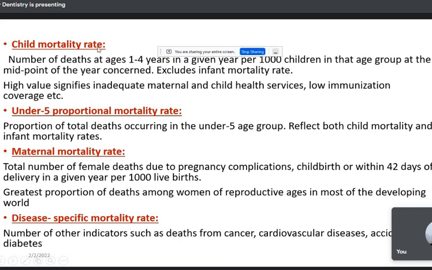When you see the child mortality rate, you have to write the formula: number of deaths at age 1 to 4 years divided by total number of children aged 1 to 4 years, into 1000. So that will be the child mortality rate. Let's say if the child mortality rate is very high, what will that signify? What will that help to understand? There are inadequate maternal and child health services. There is very low immunization coverage. Because when the child is recently born, there are a lot of immunizations that he has to take, and most of that is given free of service by the government. So that also you need to know.